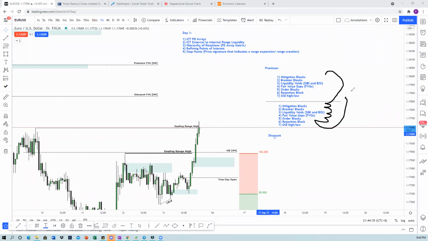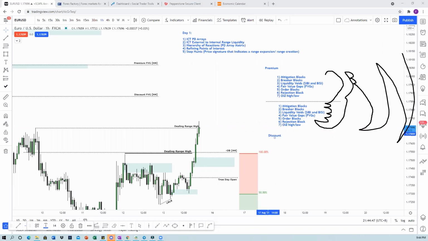Am I looking at a mitigation block? No. Breaker block? No. Liquidity void? Yes. Then it goes back down. And then the process continues up and down, right?